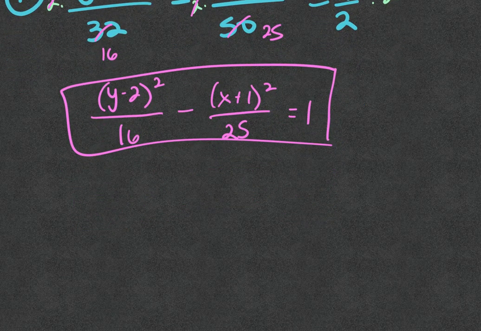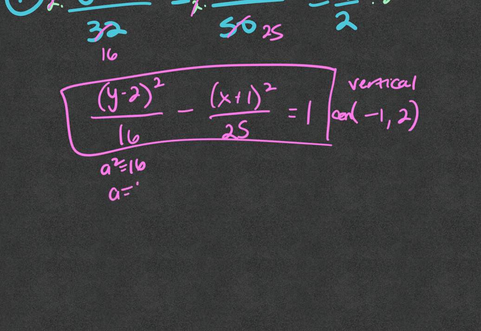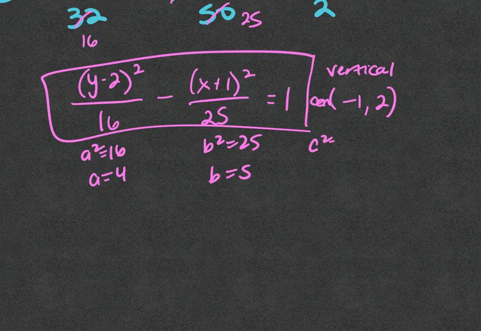The y is first, so it's vertical. The center would be negative 1, 2, opposite of what follows x, opposite what follows y. The a squared is always first with hyperbolas, so a is 4. B squared is second, so b is 5. And then c squared equals a squared plus b squared for hyperbolas. So c is square root 41.